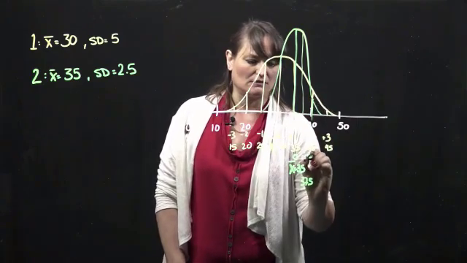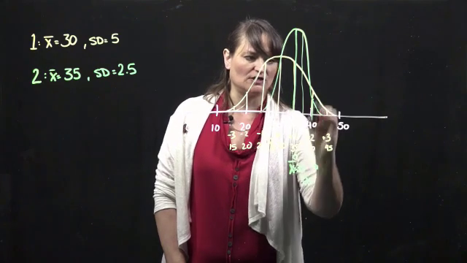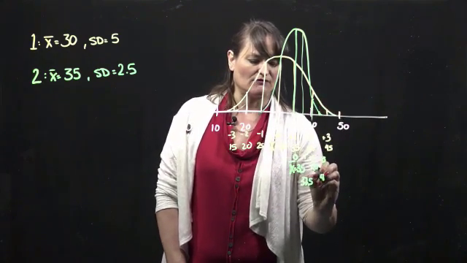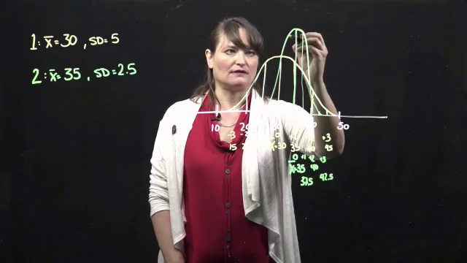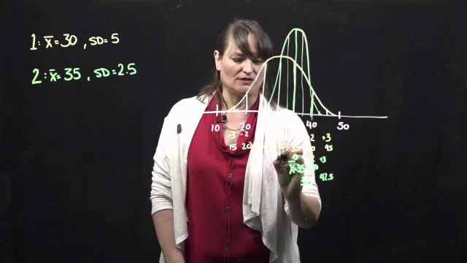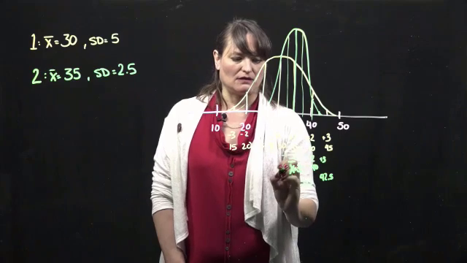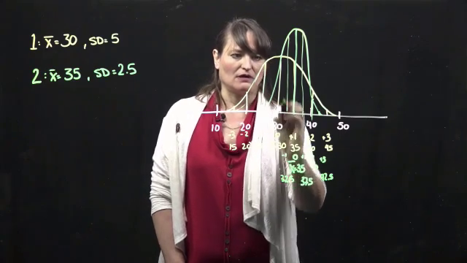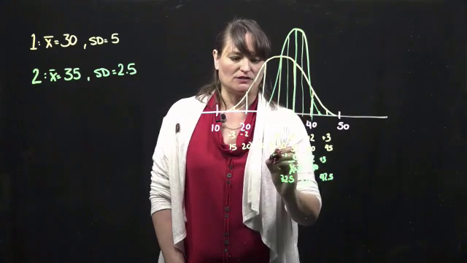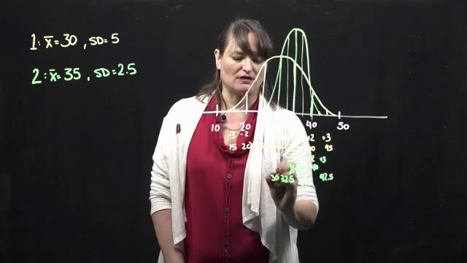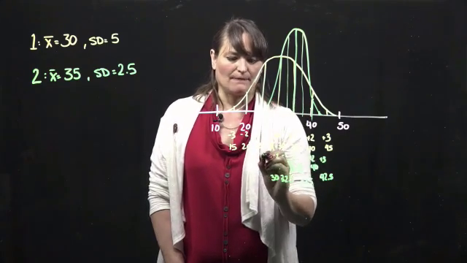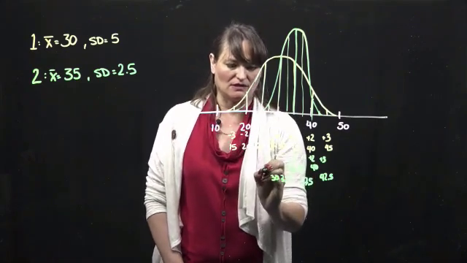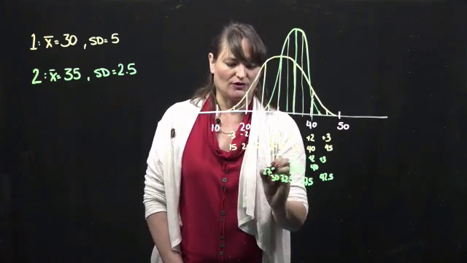+2 is here at 40. +3 is here at 42.5. -1 is right here at 32.5. -2 is right here at 30. -3 is down here at 27.5.